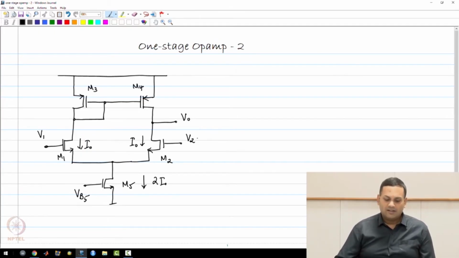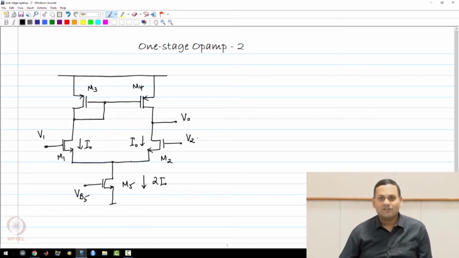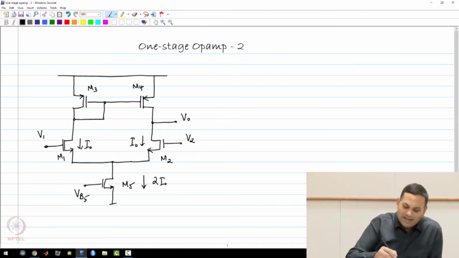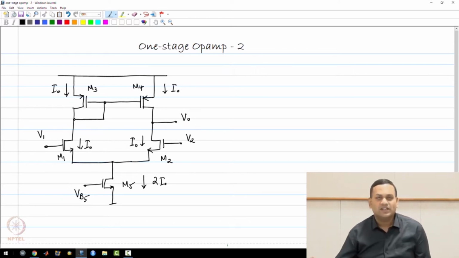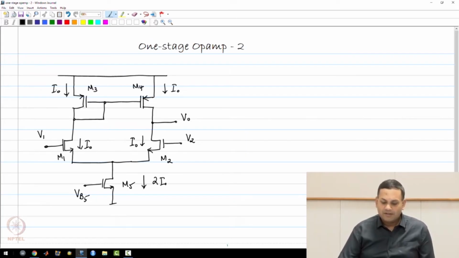Now let us look at the DC picture in a little bit more detail. Clearly, if M1 and M2 have bias currents of I0 each, the bias current of M3 and M4 is also I0 each, because there is no current through the gates of M3 and M4.